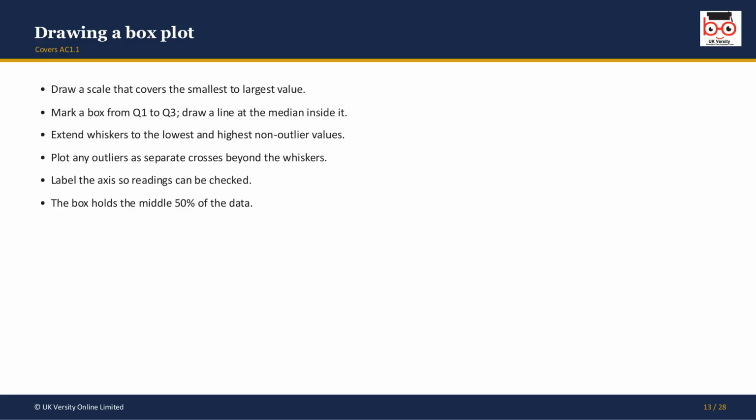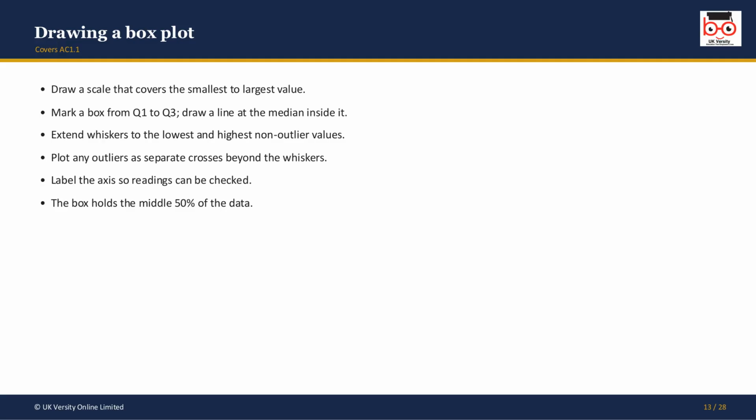Drawing the box plot itself is straightforward. Set up a scale covering the smallest to the largest value, then draw a box from Q1 across to Q3, with a line inside marking the median. Extend whiskers out to the lowest and highest values that aren't outliers, and plot any outliers separately as crosses beyond the whiskers. Label your axis so the readings can be checked, and remember that the box holds the middle 50% of the data.